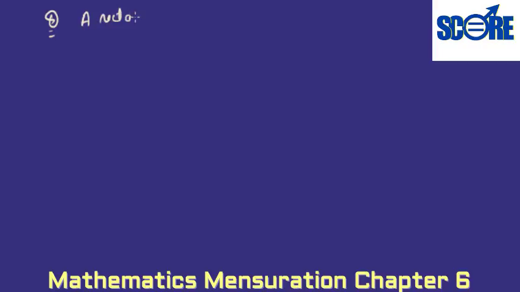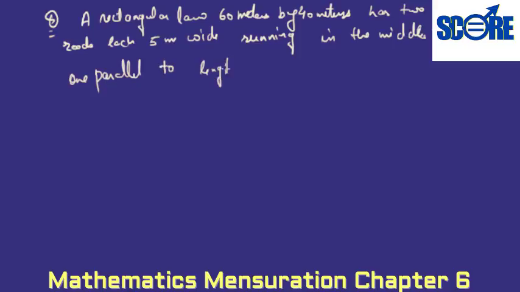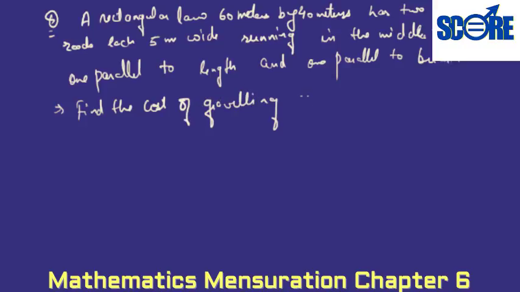A rectangular lawn 60 meters by 40 meters has two roads, each 5 meters wide, running in the middle of it, one parallel to the length and one parallel to the breadth. Find the cost of graveling the roads at rupees 60 per square meter.